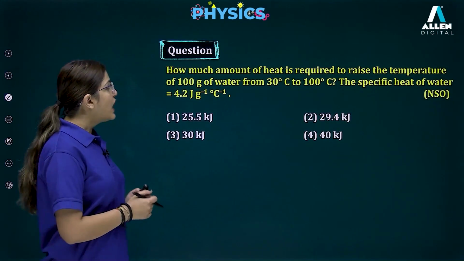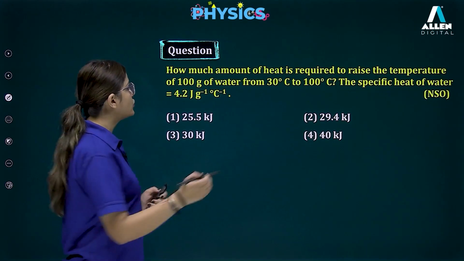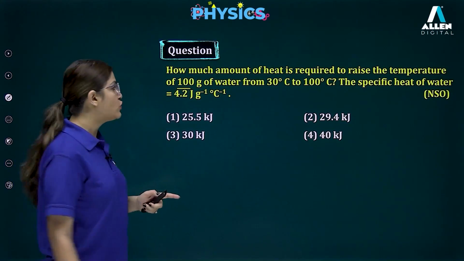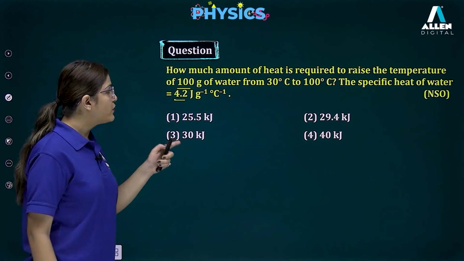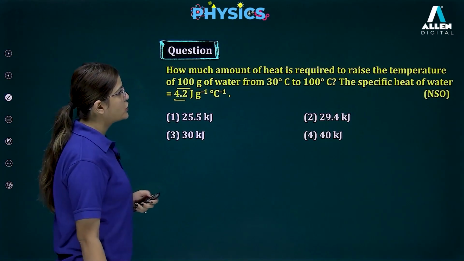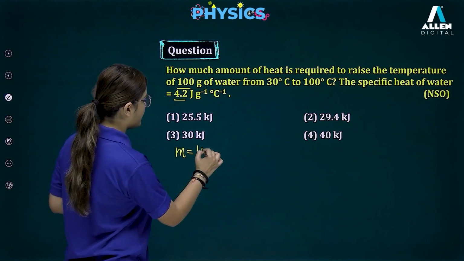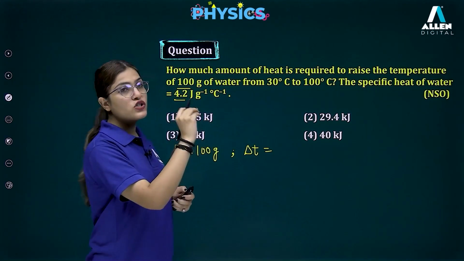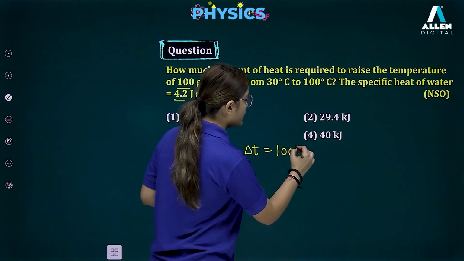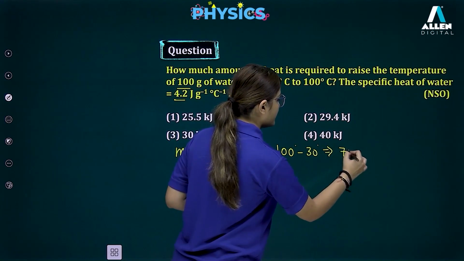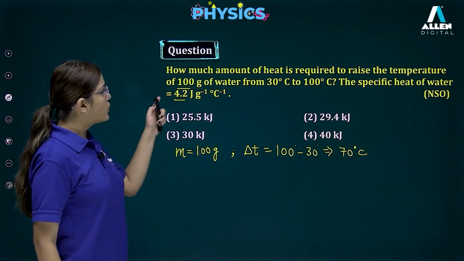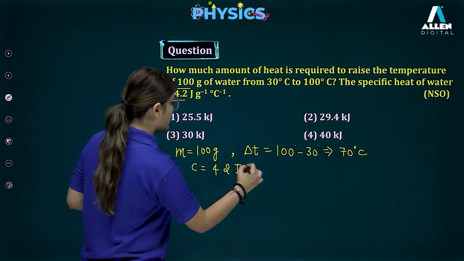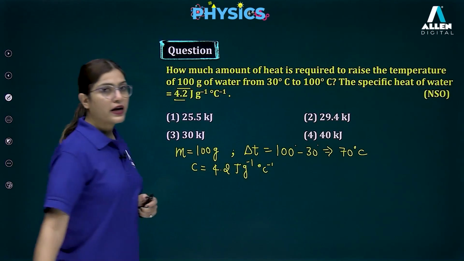Now the next question. How much amount of heat is required to raise the temperature of 100 gram of water from 30 degrees Celsius to 100 degrees Celsius? The specific heat of water is 4.2 joule gram inverse degree Celsius inverse. So let's solve this question. The mass is given, right? M is equal to 100 gram. Delta T, from 30 degrees Celsius to 100 degrees Celsius, we can find the change, and it is 70 degrees Celsius. Specific heat of water is also given, C is equal to 4.2 joule gram inverse degree Celsius inverse.